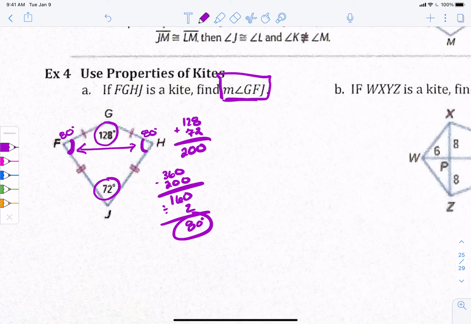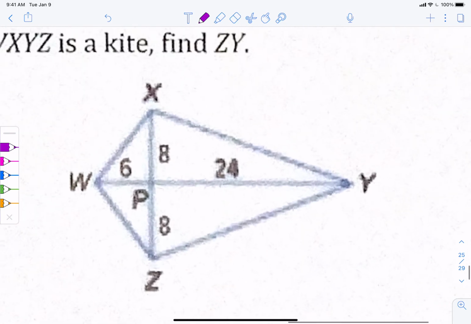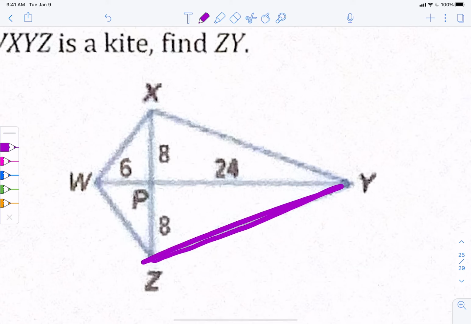Okay, moving on. Last example. Find ZY. Which one is ZY? Z to Y. The bottom side right here. It says find that. We're given this length is 8, this length is 8, and 24.